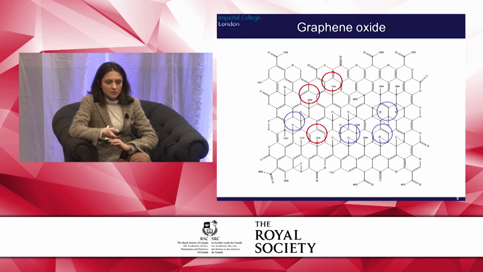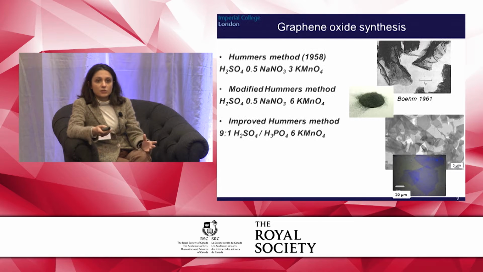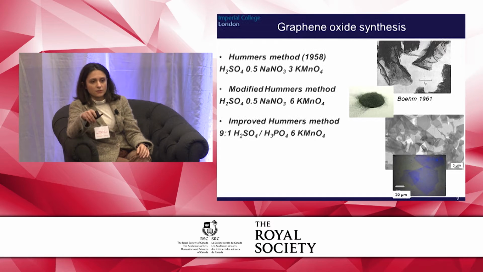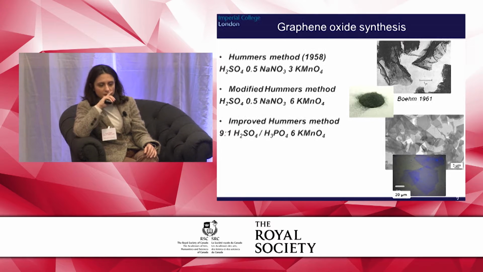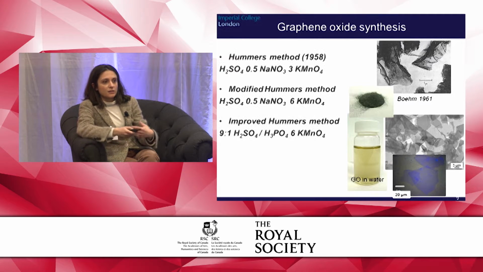And we can easily obtain this material starting from bulk powders of graphite, which we process with different chemicals in order to oxidize them. So we attach all these oxygen functionalities. Actually, this graphene oxide is a very old material. It was initially seen in a transmission electron microscope in 1961 by the German scientist Boehm. And the interesting property of this material is that it can be produced at large scale in liquid phase.